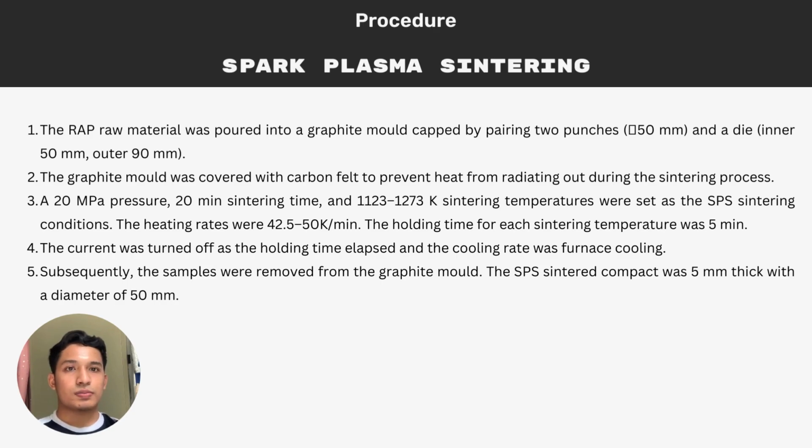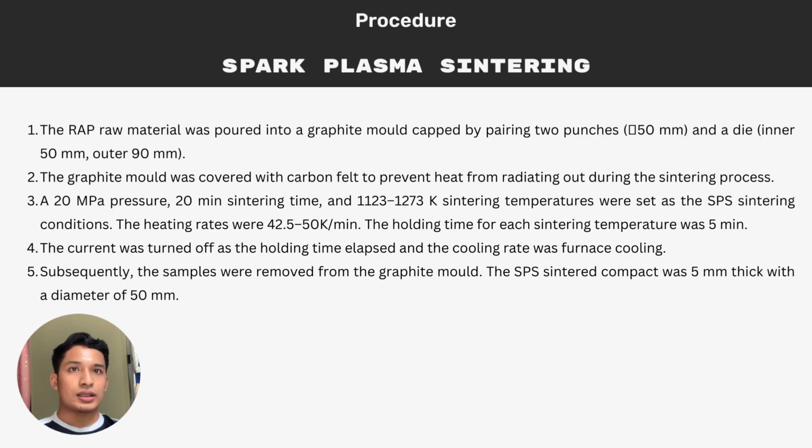Next, spark plasma sintering (SPS). The raw material that we got from material preparation was poured into a graphite mold capped by pairing two punches of 50 mm and a die with inner 50 mm and outer 90 mm. The graphite mold was covered with a carbon felt to prevent heat from radiating out during the sintering process.